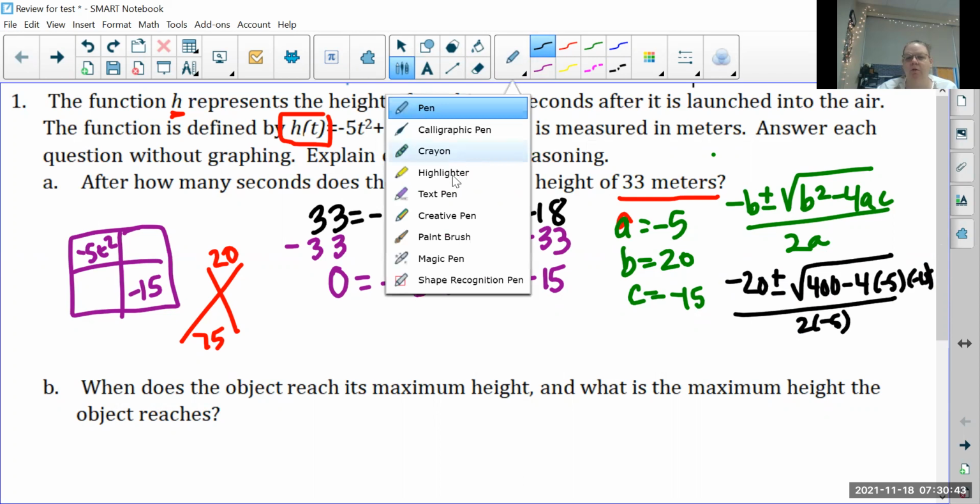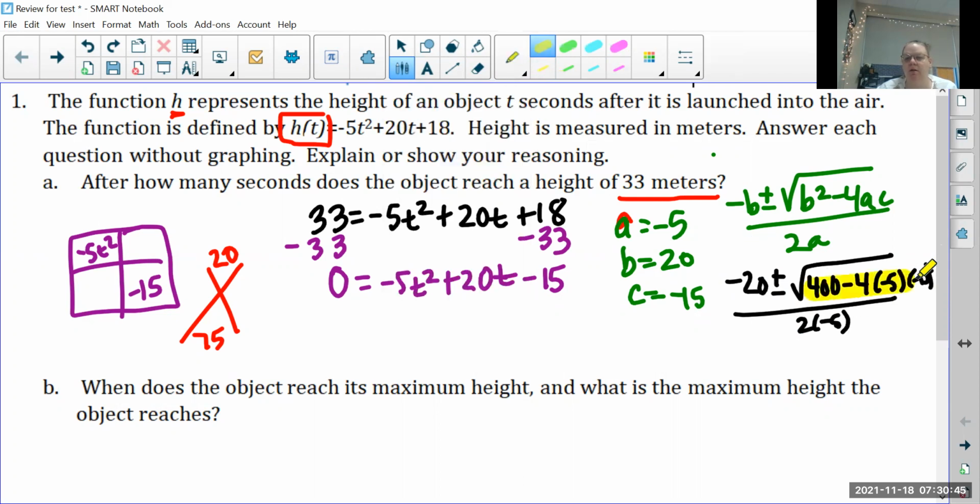The first step I would do is put everything that's under the square root, all this stuff, put it into the calculator and get an answer. And when you do that, you get 100. So that's one thing that maybe you should practice if you're in class, making sure that you get 100 there. So that's the square root of 100 divided by negative 10. The square root of 100 is 10. So this is going to be negative 20 plus or minus 10 divided by negative 10.